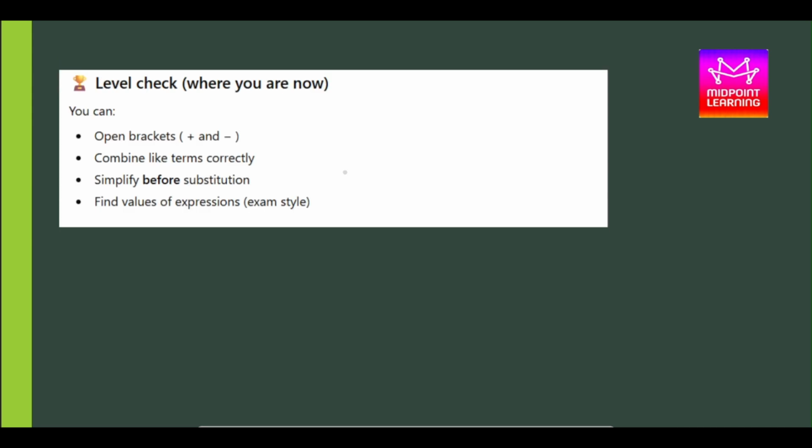So what did we learn? We learned how to handle the brackets. We learned how to open the brackets. We learned how to combine the like terms correctly. And also we learned that we need to simplify before substitution and find the values of expressions exam style, right? So in the next videos we will practice some more exercises and do some more MCQ questions on different topics like assertion and reason based questions.